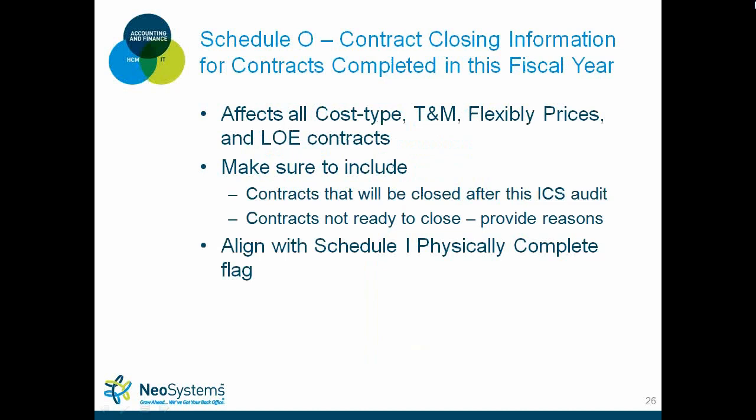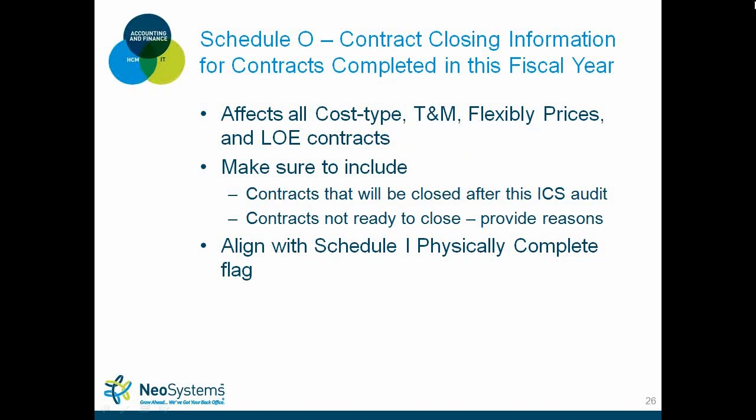I briefly talked about Schedule O. This is a schedule with contract closing information. It obviously includes and impacts all of the cost type, T&M, flexibly priced, or LOE type of contracts. A big pointer here is to make sure that you have the contracts that will be closed after this ICS, of course, and also, as I mentioned, if they're not ready to close and somehow they're listed there and not aligned properly with Schedule I, then provide the reasons why you have them included.